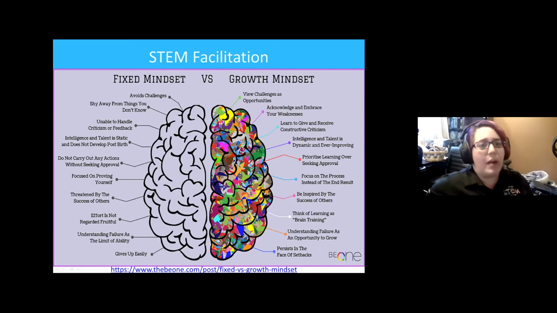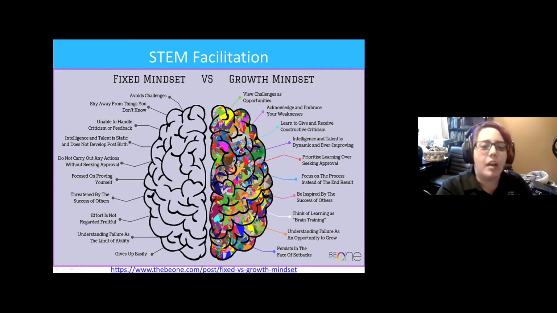Studies show that by the third grade, students have decided whether or not they're good at math, and that decision has a higher impact on their academic success than gender, socioeconomic status, race, ethnicity, geography, anything. Whether or not they think they're good at math is the highest correlated statistic that we have to academic success.